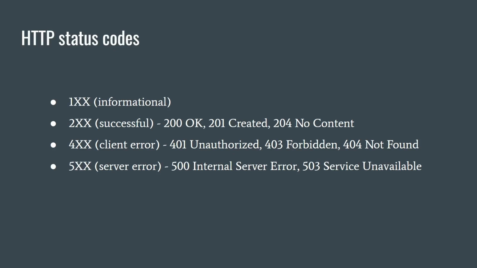400 means that there was some kind of client error, such as unauthorized, forbidden, and not found, for example. And there are 500 errors, which means that something went wrong on the server side, for example, internal server error or service unavailable, and so on.